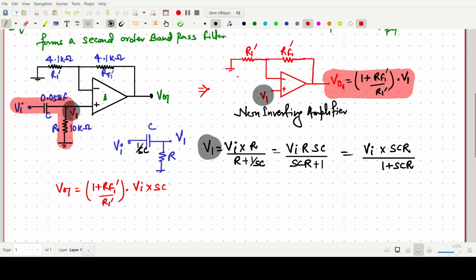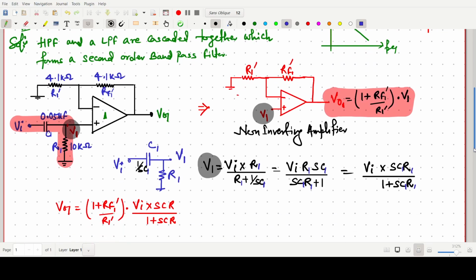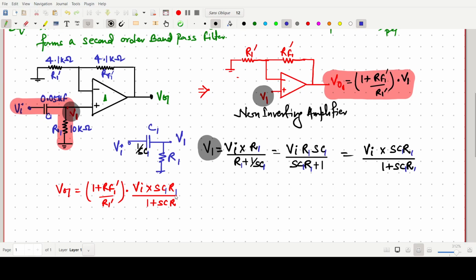Vi into SCR upon 1 plus SCR. Here we have written C1, C2, so better to write C1, R1. So this should be SC1 R1. Make it C1, R1. So SC1 R1, is it okay?